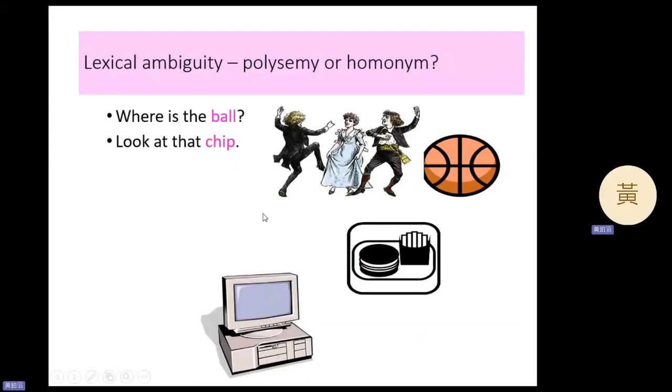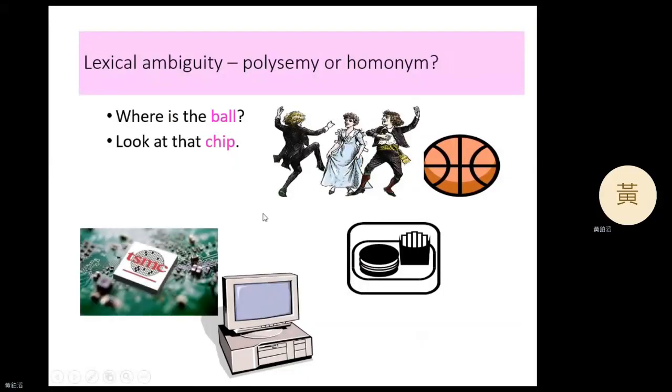Tell me what is the ball and what is the chip. Which one is the ball? Which one is the chip? Do you see the ball? How many balls are there? There are two kinds of ball, right? This one and this one, ballroom. And what about chips? Here and here, right?